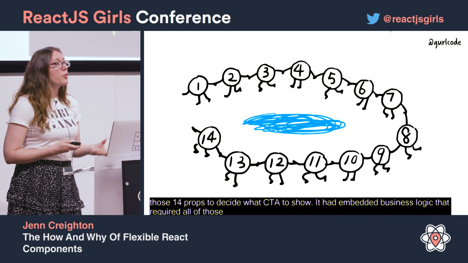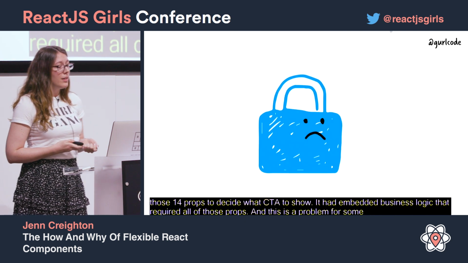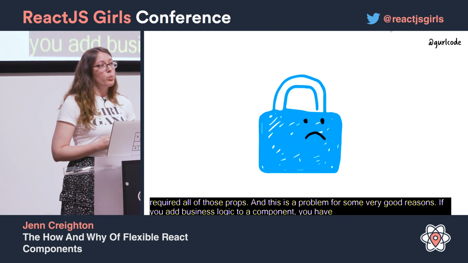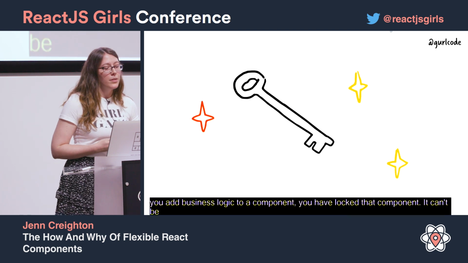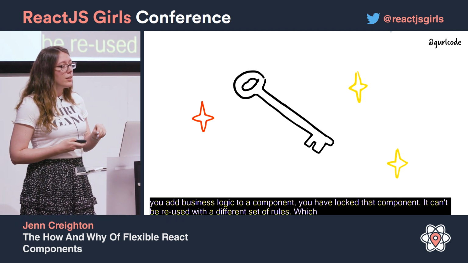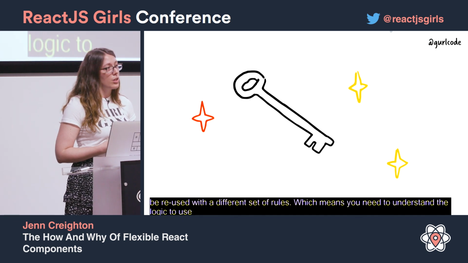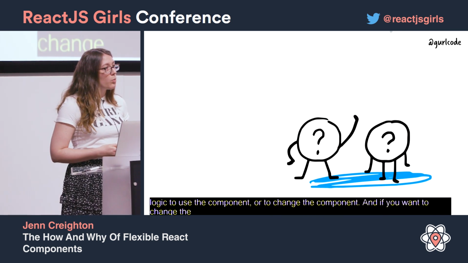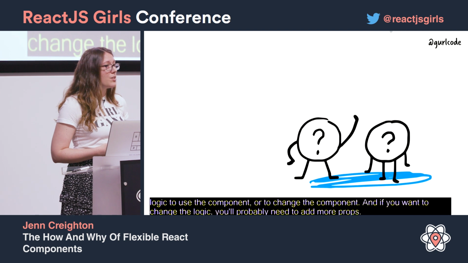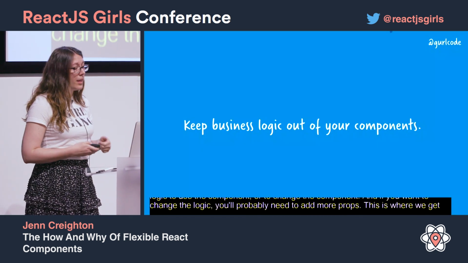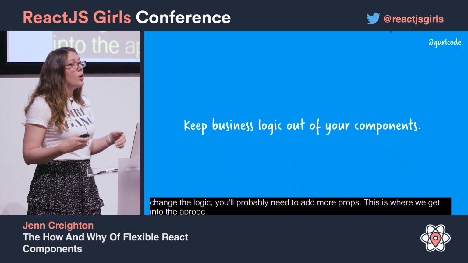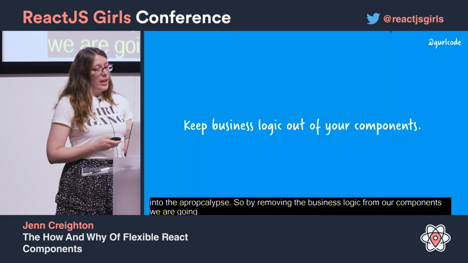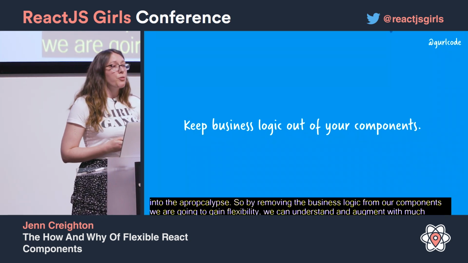And this is a problem for some very good reasons. If you add business logic to a component, you've locked that component. It can't be reused with a different set of rules. Which means you need to understand the logic to use the component or to change the component. And if you want to change the logic, you'll probably need to add more props. This is where we get into the apocalypse. So, by removing the business logic from our components, we're going to gain flexibility. We can understand and we can augment with much more ease. And we can also reuse that component with a different set of logic rules.